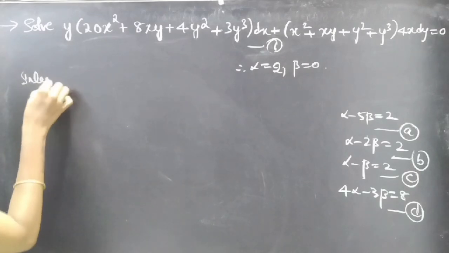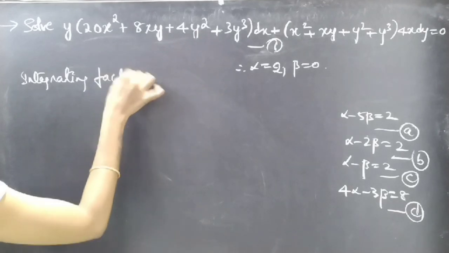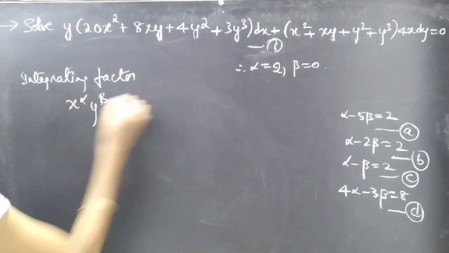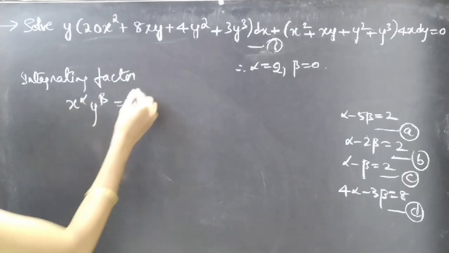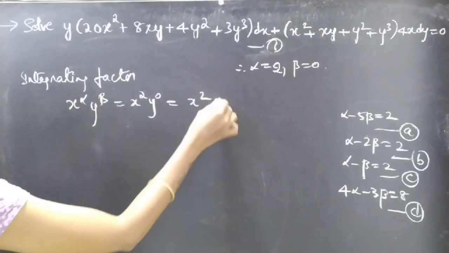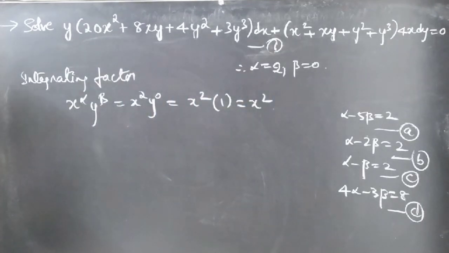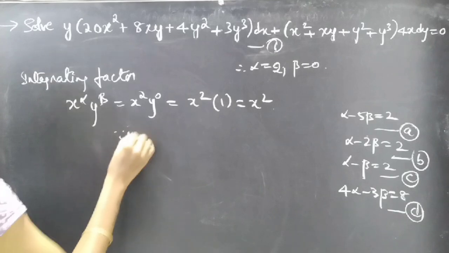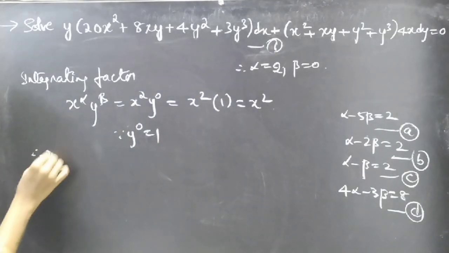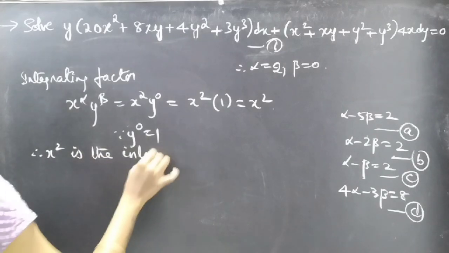Now the integrating factor becomes x power alpha, y power beta, which is equal to x power, just substitute the values of alpha and beta here. You'll get x square, y power 0 is 1. Here x square is the integrating factor. Since y power 0 equal to 1, you'll get 1 here, okay? Therefore, x square is the integrating factor to our problem.